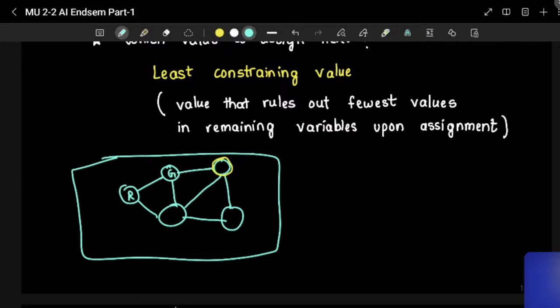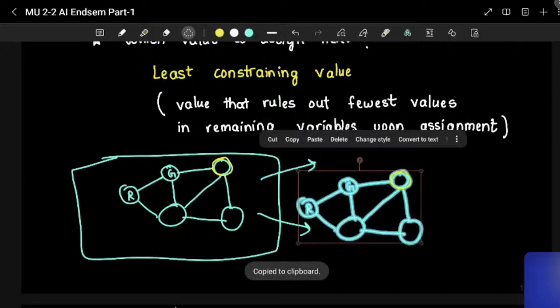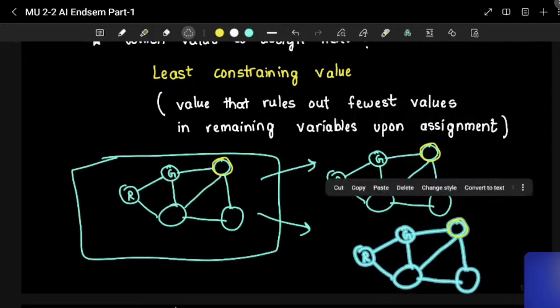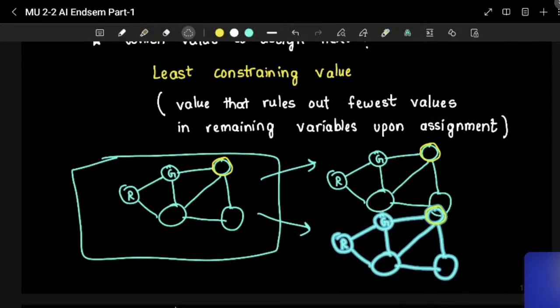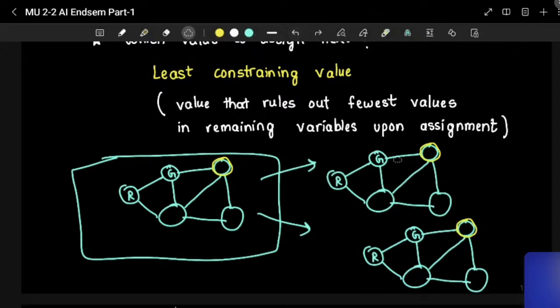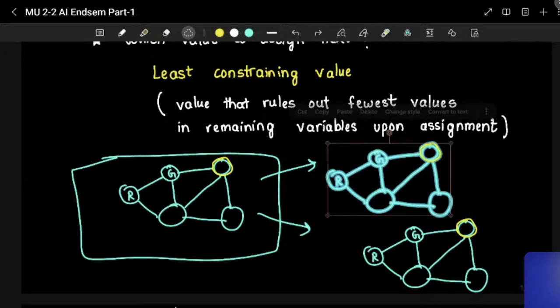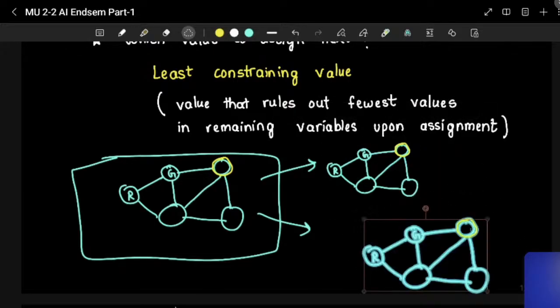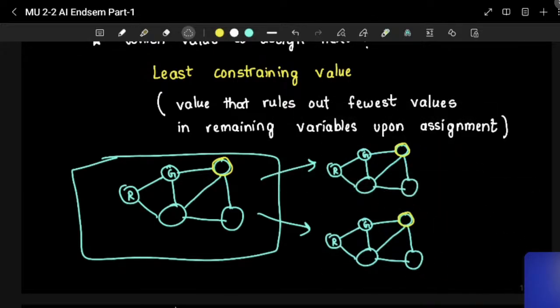In this case, if I take red, what will happen? Let me make two cases. So let's say you want to assign red ones, you want to assign blue ones.